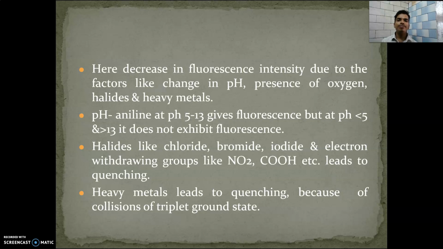Then pH: aniline at pH 5 to 13 gives fluorescence, but at a pH lower than 5 or greater than 13 it does not exhibit fluorescence. Then halides like chloride, bromide, iodide, and electron withdrawing groups like NO2, COH lead to quenching. Then heavy metals lead to quenching, because of collision with the triplet ground state also.